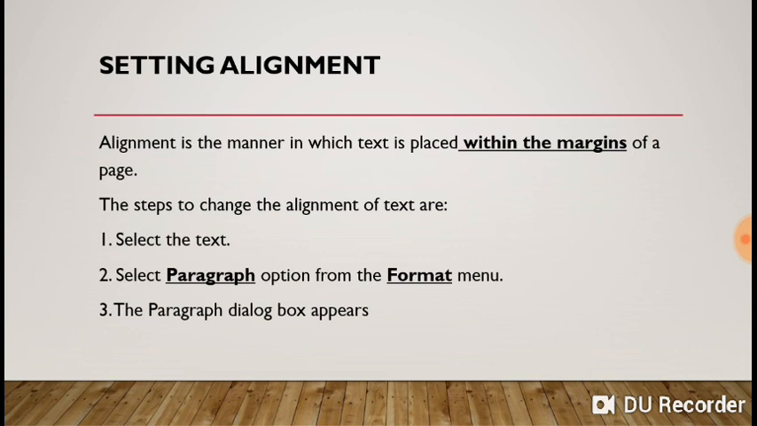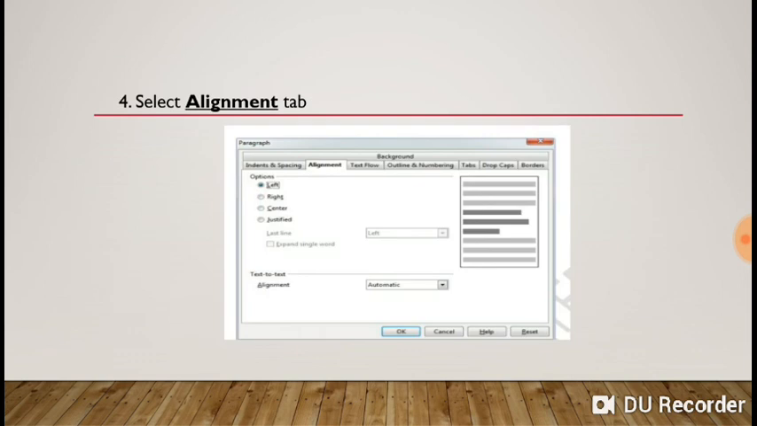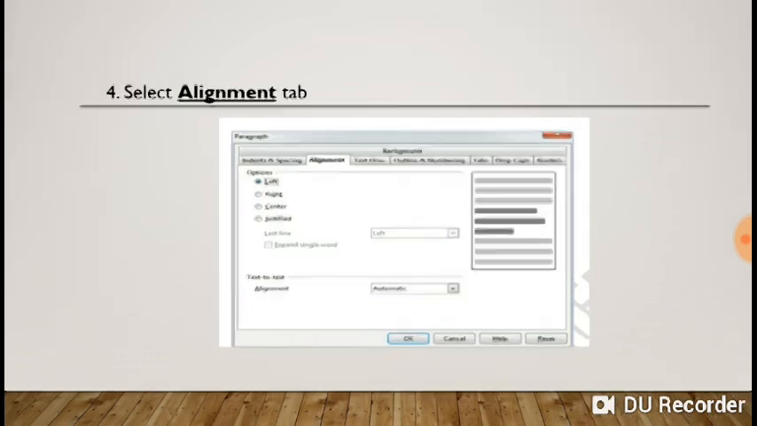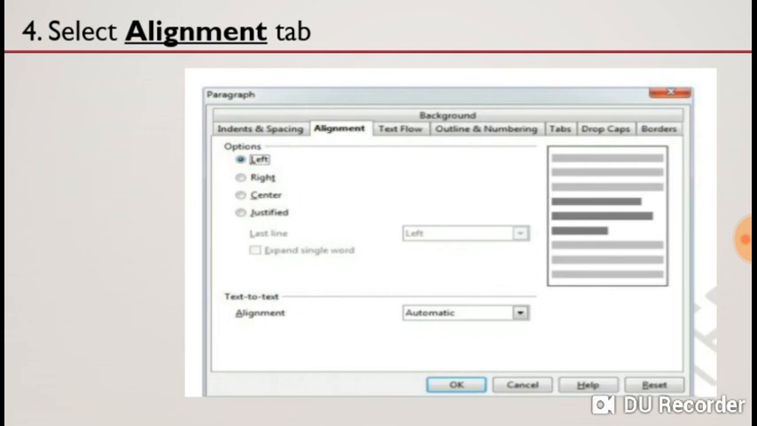Select the text, and from the format menu select the paragraph option. Whenever we select the paragraph option, the paragraph dialog box appears. A number of tabs are there: we have already discussed indent and spacing, then alignment, text flow, and so on. Now we are going to set the alignment for the text, so select the second tab, that is alignment.